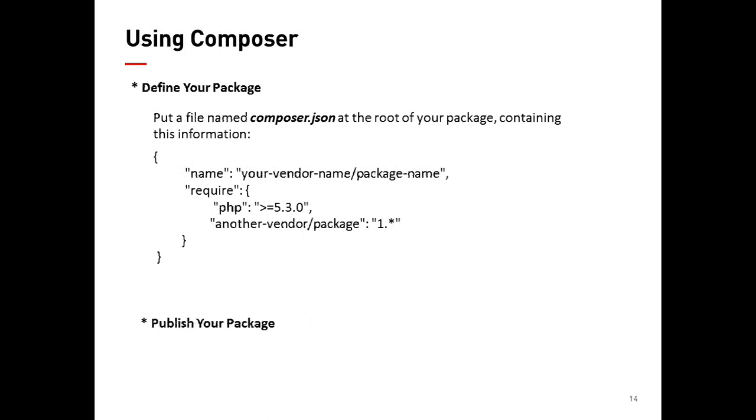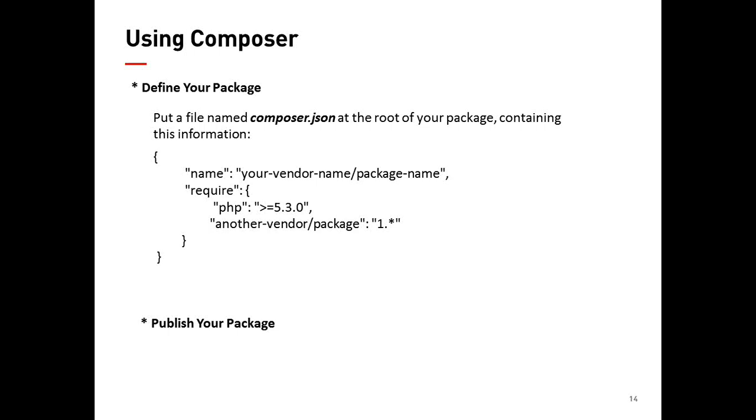The next step is to define your package. For every project you would need to create a composer.json file, because this is the main file which has all the information about your dependencies, what requirements need to be resolved using Composer. So you will be creating a file composer.json and keeping it in the root of your package, and it will contain this minimal information: the name, which has your vendor name. The vendor name could be, as I stated, Doctrine, and then the package name. The package name could be anything, and the require tag provides what the requirements are to create this package.